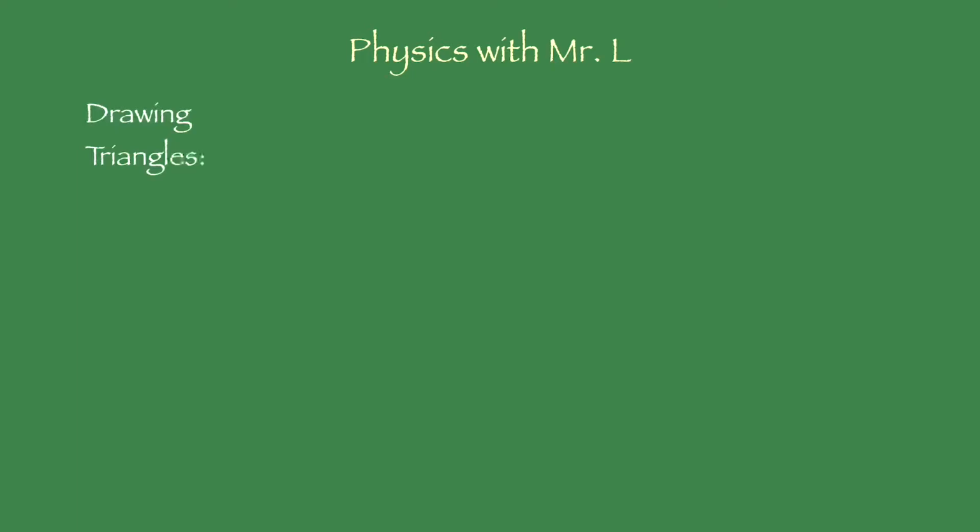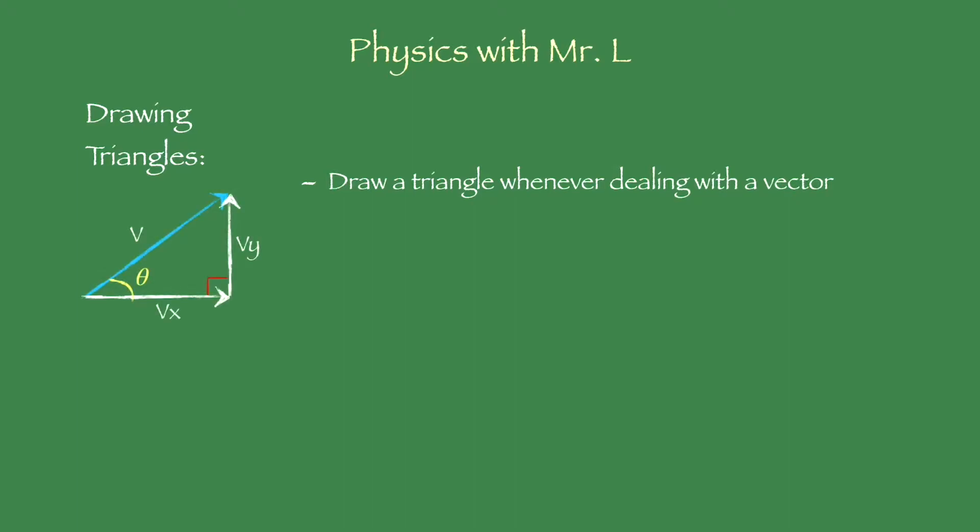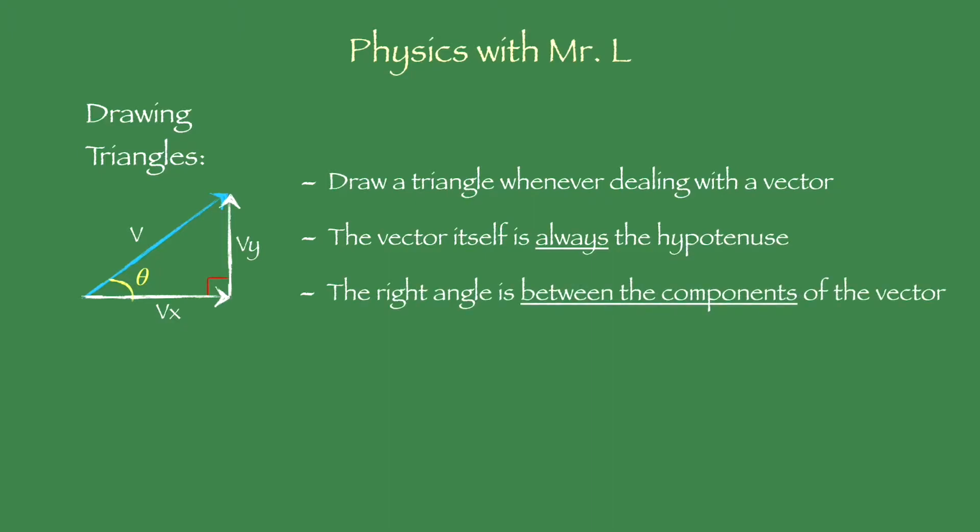So the first thing you want to do when dealing with a vector problem is draw a triangle. So here's an example of a triangle. Now the vector itself will always be the hypotenuse. And the right angle will be between the two components of the vector. So make sure you draw the right angle and label it here.